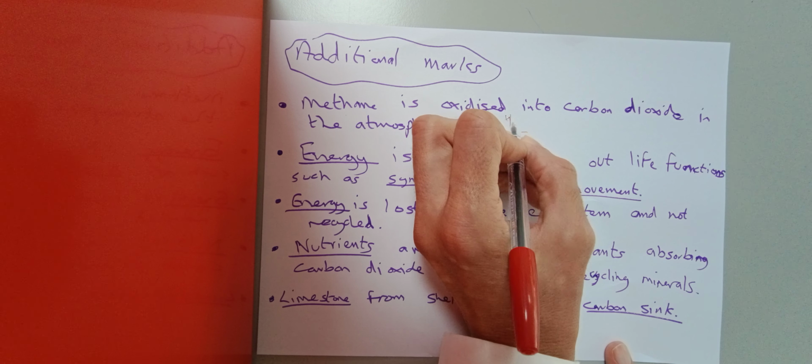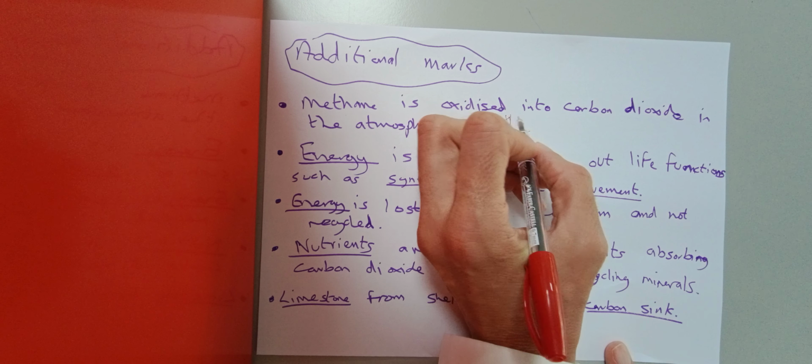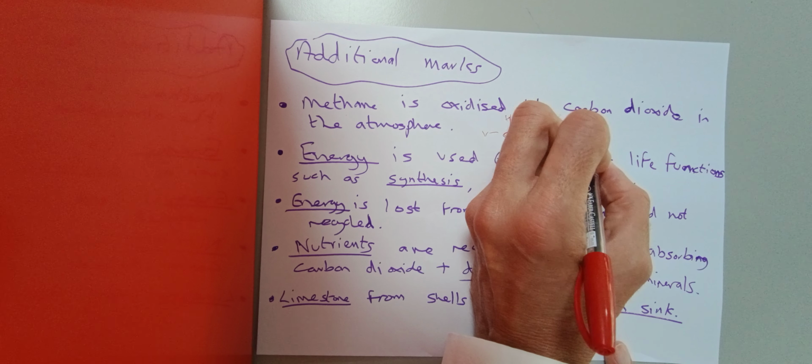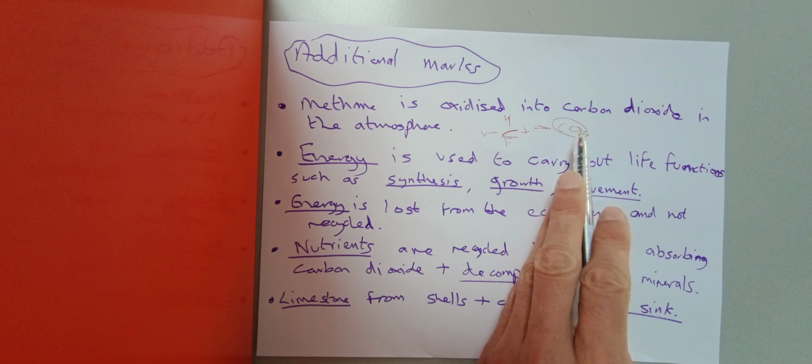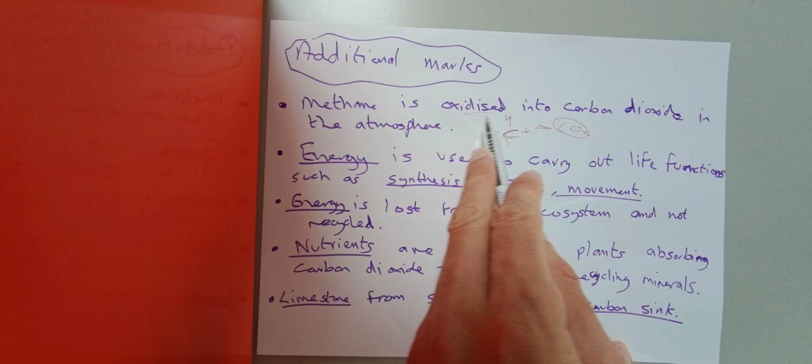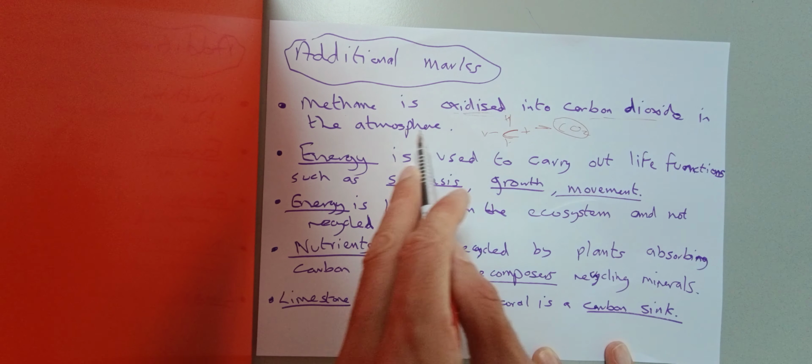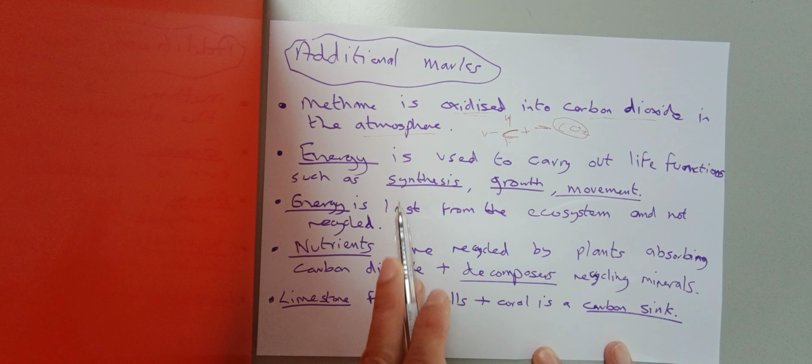So it's got H's, and it's got carbon in there. It basically turns into, you can combine it with oxygen and turn it into carbon dioxide in the atmosphere. So methane is oxidized into carbon dioxide in the atmosphere. That can get you a mark.